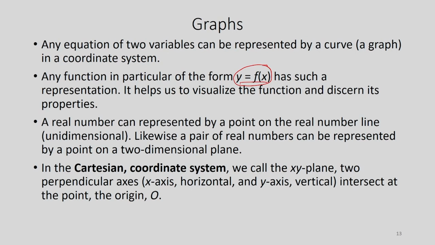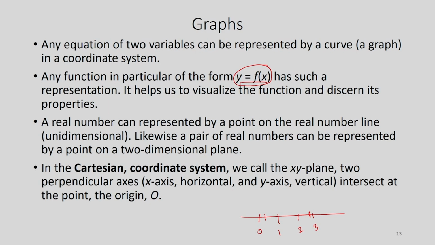Now let me talk a bit about the coordinate system as such, right. A real number can be represented by a point on the real number line. So, unidimensional. You take any number, let us say 2.97, 2.97 will be somewhere here, 0.354 somewhere here, etcetera. So, any number as long as it is a real number can be located along the real number line, which is a unidimensional representation.